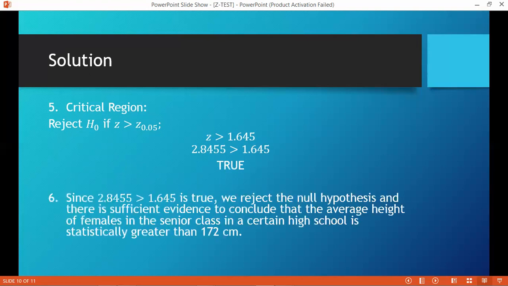So, for the conclusion, since 2.8455 is greater than 1.645 is true, we reject the null hypothesis and we say that there is sufficient evidence to conclude that the average height of females in the senior class in a certain high school is statistically greater than 172 centimeters. So, na-prove mo na yung average height, is greater than 172 centimeters.